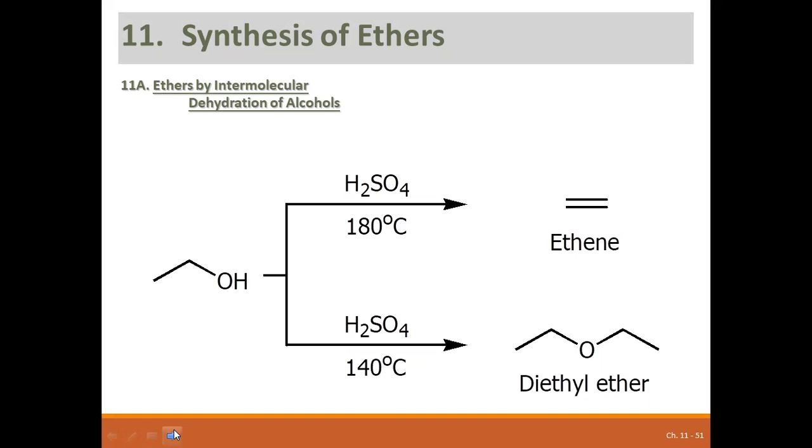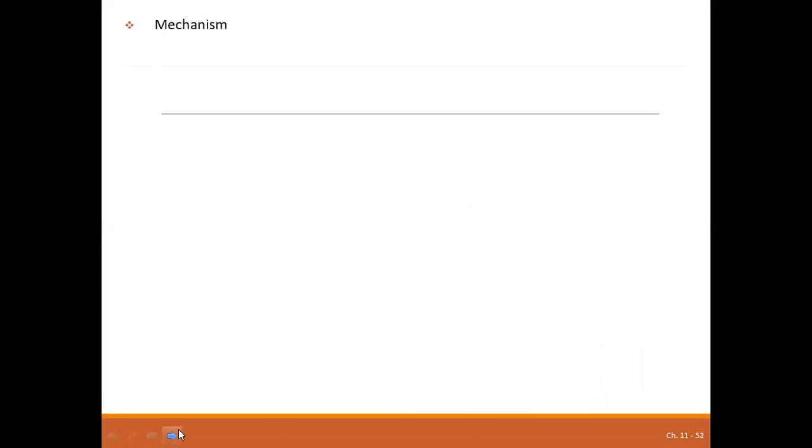So first you have your alcohol. With an alcohol, for example ethanol, the presence of sulfuric acid at a very high temperature can produce ethene through a dehydration reaction, and at around 140 degrees Celsius it can also produce diethyl ether. So there are two possible products with sulfuric acid as reactant. One is an alkene, the other one is an ether.